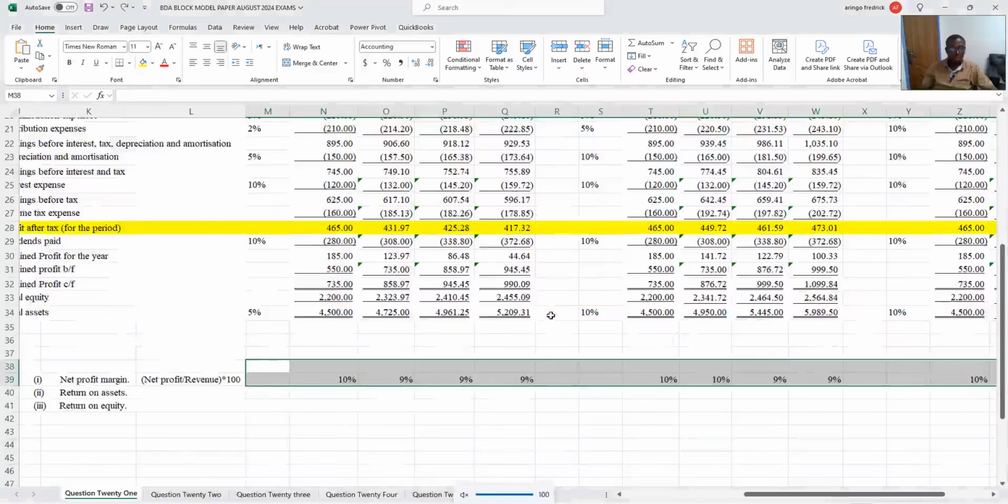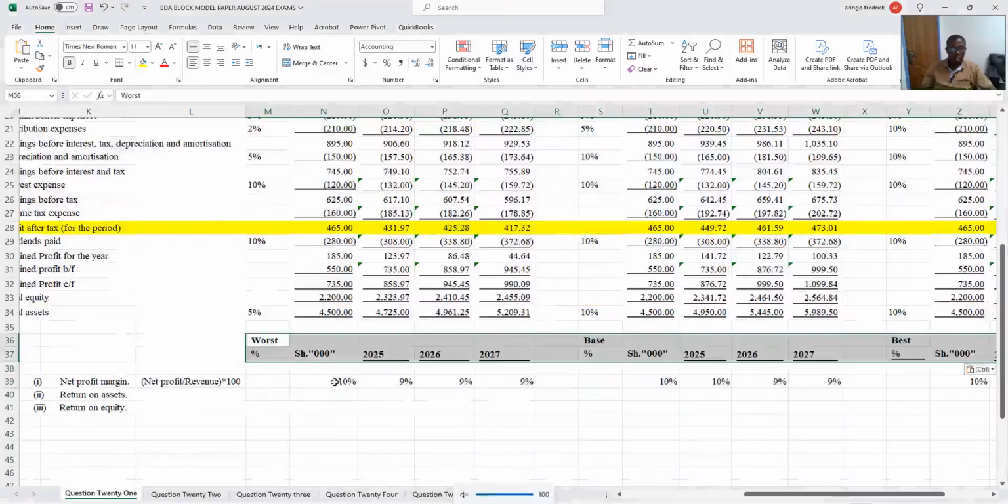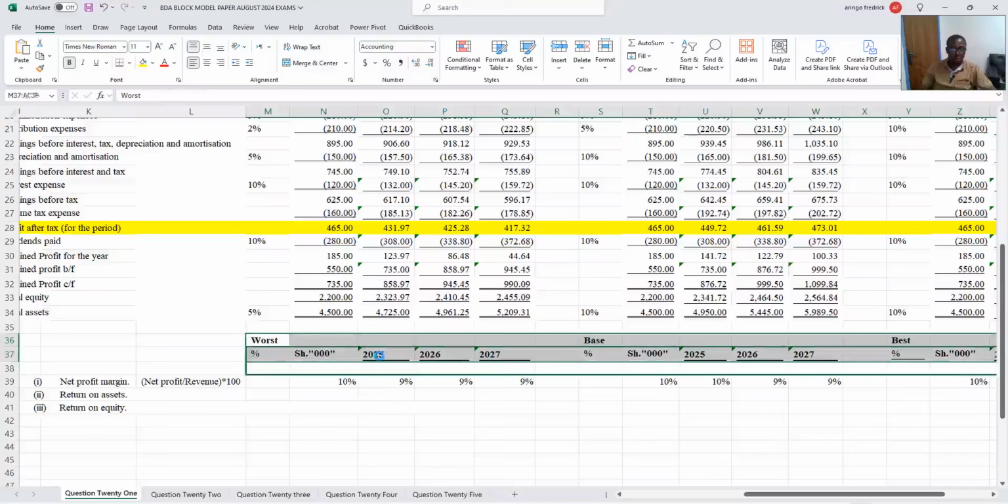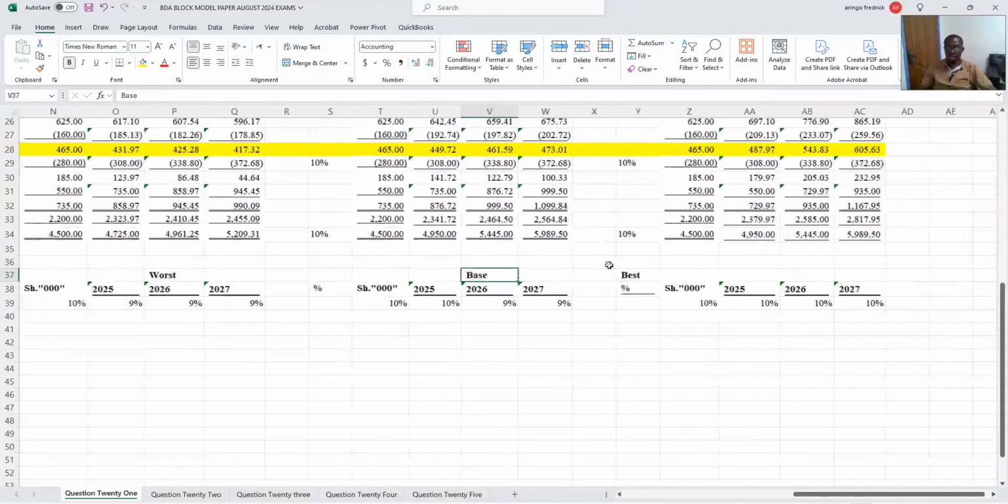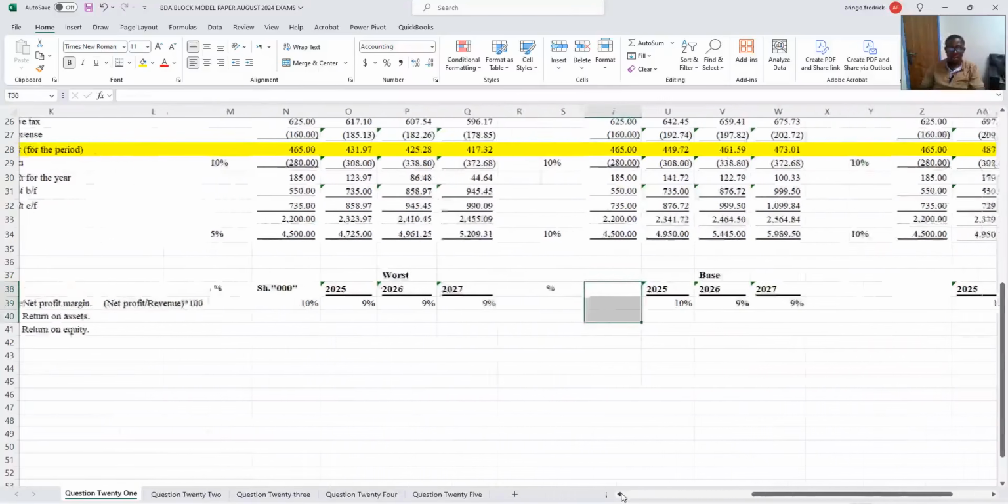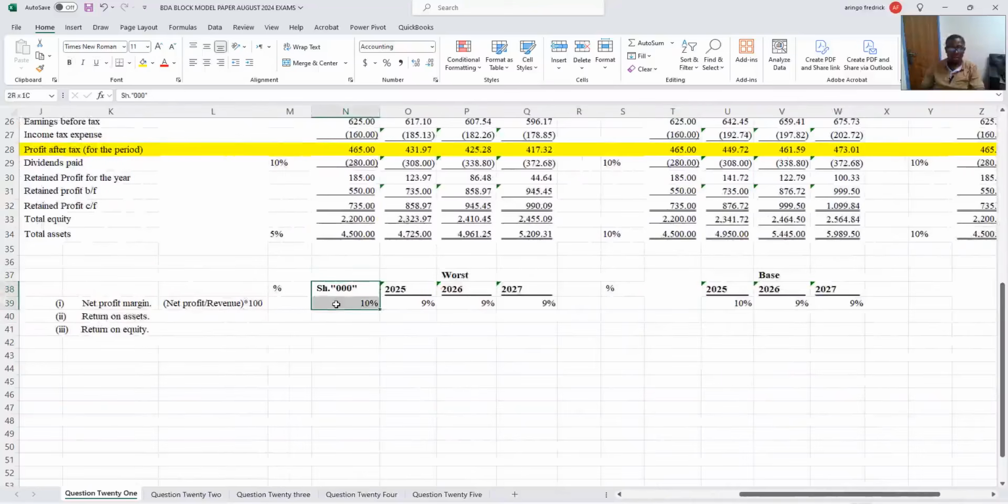That should be Z. I need to copy from that point. See, so these are what you should be having. Of course, this is for the worst case scenario. This is for the best case scenario. Under each scenario that we are determining, for the given years. So you're done for that part.